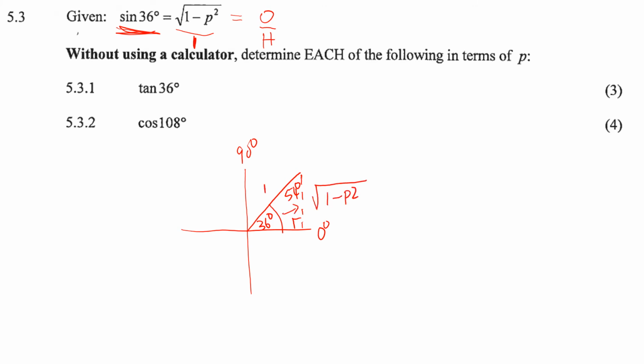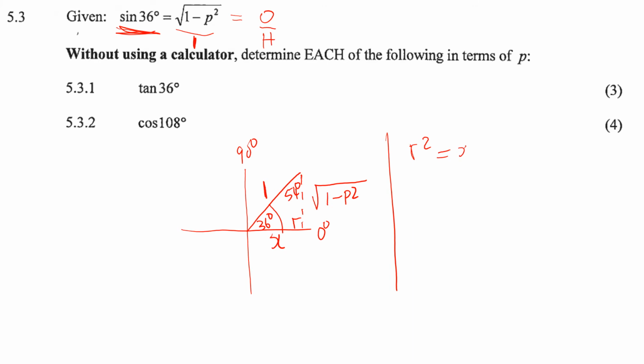Our hypotenuse is 1, right? So then we have the duty of calculating for x. And how do we calculate for x? Using the theorem of Pythagoras. Okay, so that's the first step that we do. So we're going to use the theorem of Pythagoras.